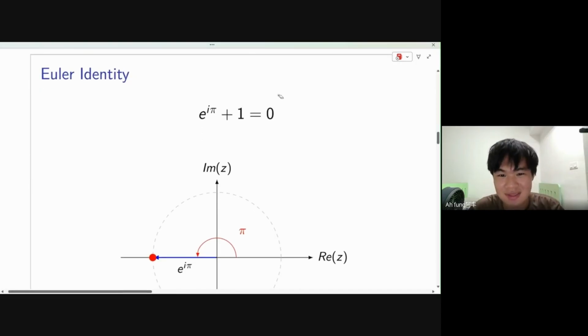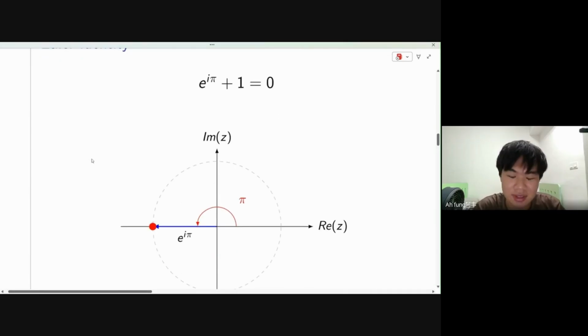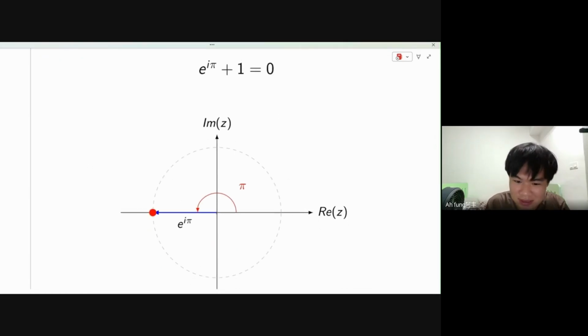Well, what does this mean for the equations? This means there is a vector at 1, 0. I think I can just say 1, 0 is here, and it rotates by an angle of pi, then it will become e to the power of I pi, which is e to the power of I0.